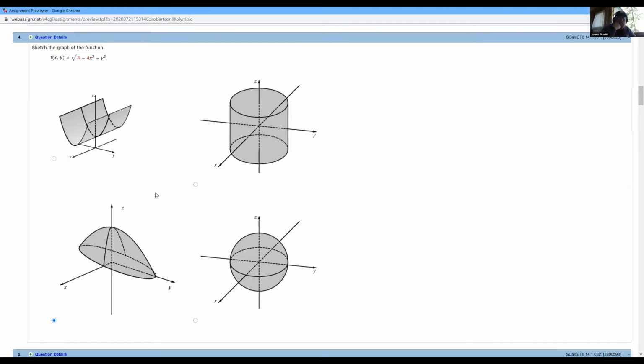Bottom left. Oh, interesting. Why? I'm not saying you're wrong. I'm just trying to get your thought process of why. The 4x squared minus the y squared, it's a scalar of the y component. Oh, interesting. Yes, yeah.